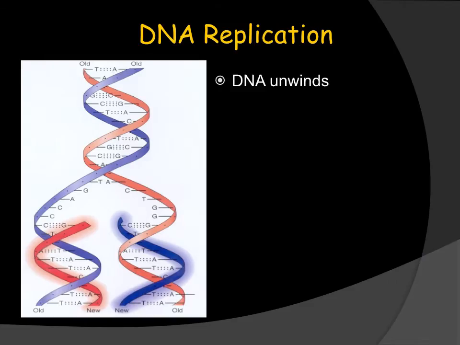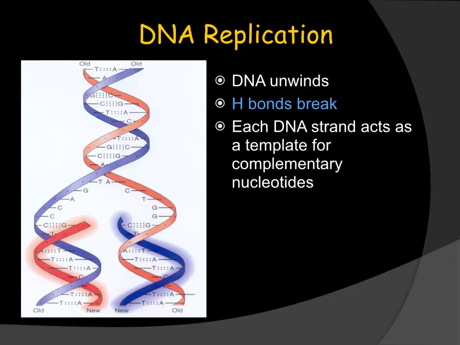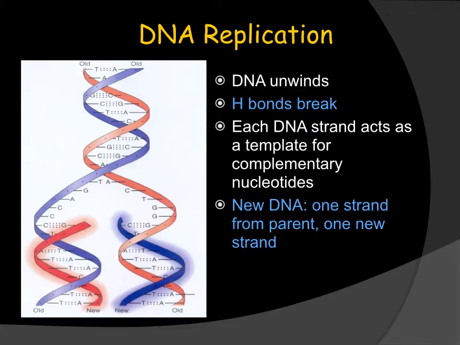So what happens is the DNA unwinds. The hydrogen bonds between the opposite base pairs break, and the helix separates progressively into two strands. Each strand then acts as a template for complementary nucleotides. These nucleotides then zip together, so in the end, you have each new DNA molecule having a strand from the parent and a new strand. So we call this semi-conservative replication. This means that each new DNA molecule has one strand from the parent and a new strand. Now remember that enzymes are important in this whole process.